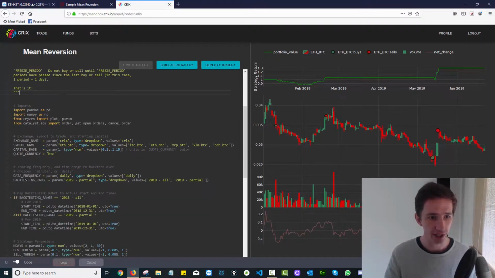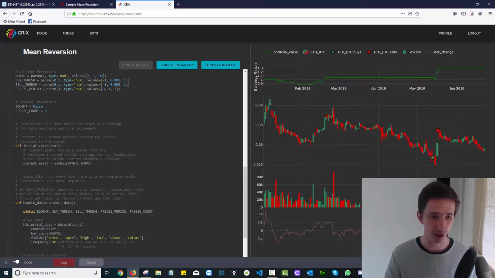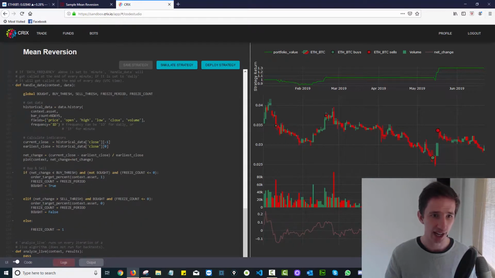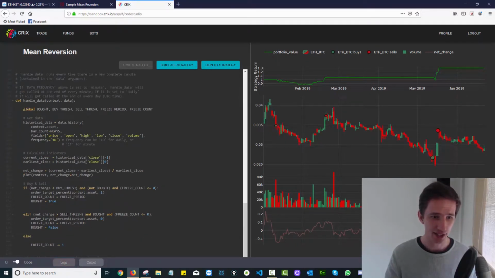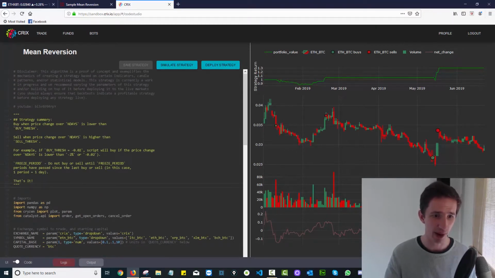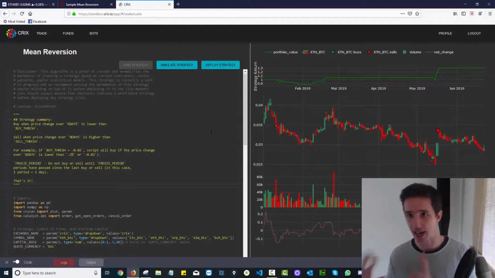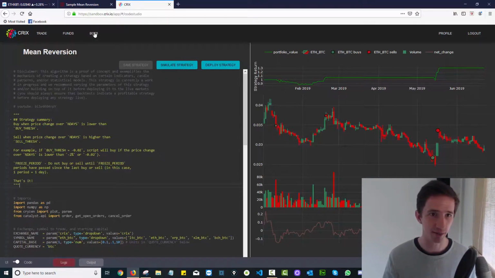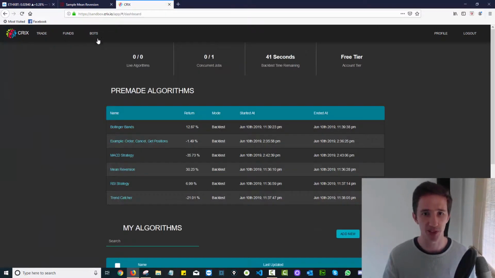So when you look at this over here, there's actually not very much code at all involved with this strategy. And when you read through it, it's actually all really, really intuitive. And you can come over to this code, you can change some parameters and then simulate the strategy again. And then see, okay, how much profit would I have made this time? Now, when you go over to this bot section, and again, it's free at the moment, you will notice that there are some pre-made algorithms.